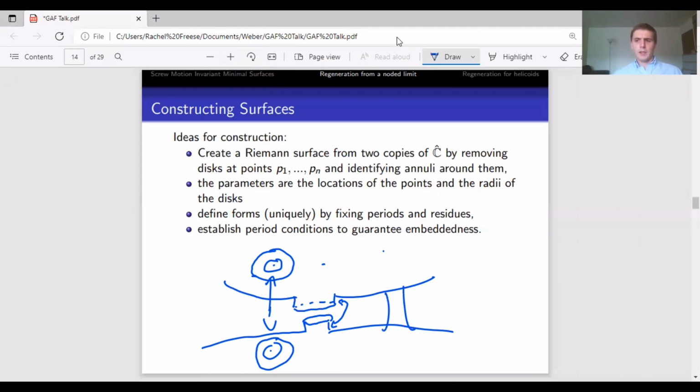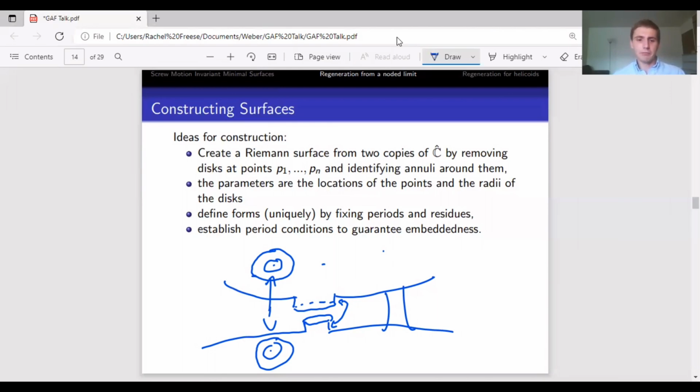And so what are the parameters? This is just two spheres that are joined together with necks, right? So what are the parameters that we're looking at? We're looking at these points where we're getting these necks and the radii of the disks that basically parameterize the surface. Those are at least some of the parameters that we want to determine, like what they need to be.